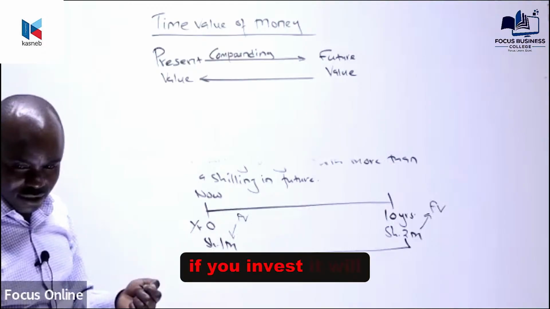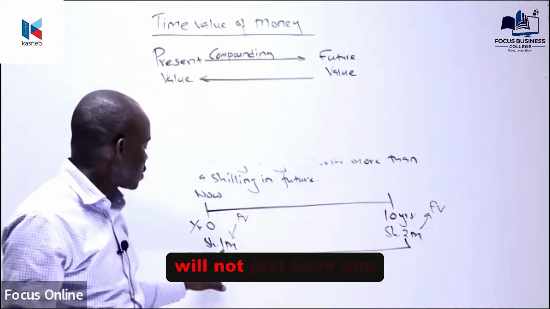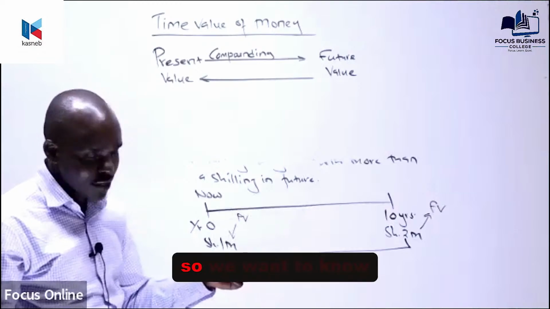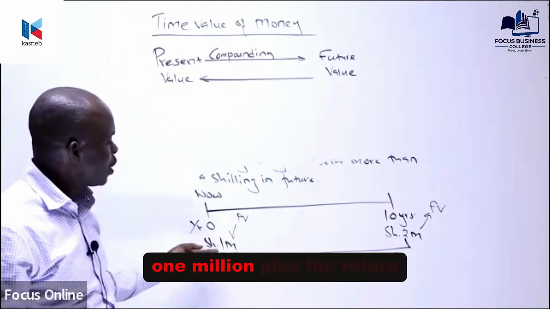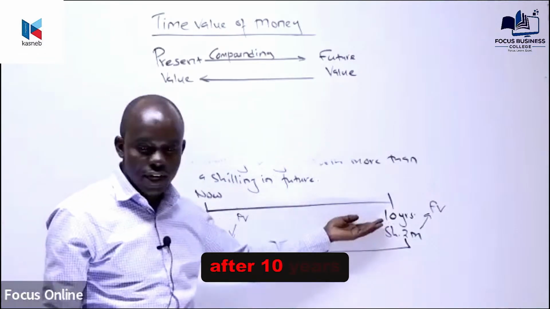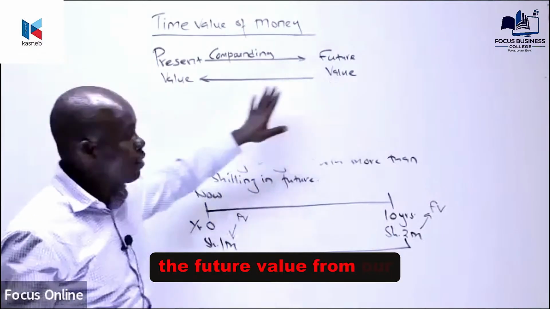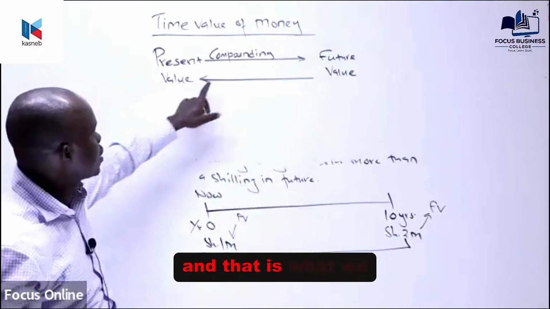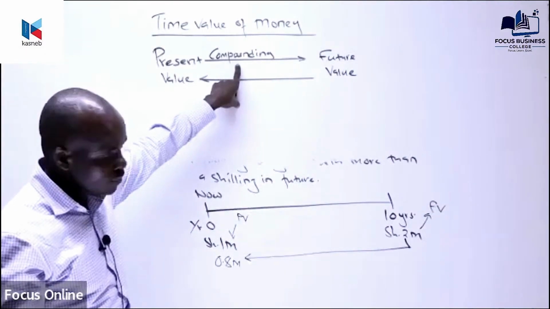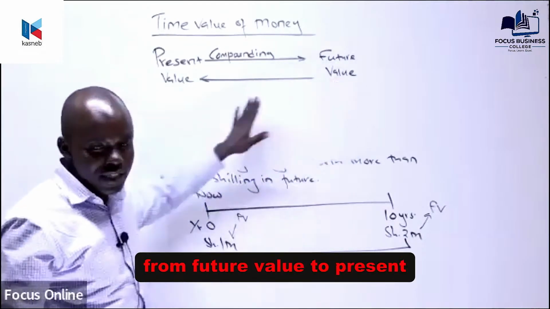If you invest, it will earn a return. So after 10 years, you will not just have 1 million, but you'll have 1 million plus a return. So we want to know this 1 million plus the return that you're going to earn, how much will it be after 10 years? That is determining the future value from a present value. And that is what we call compounding.